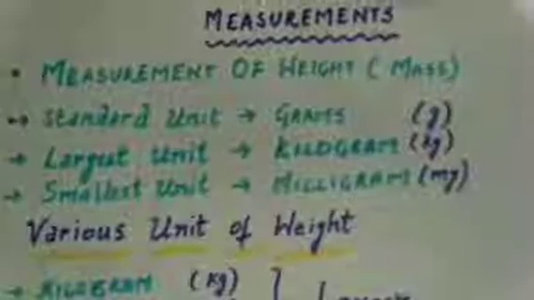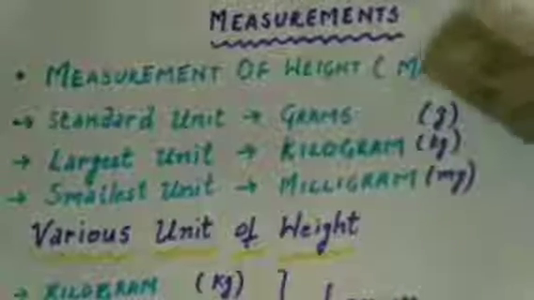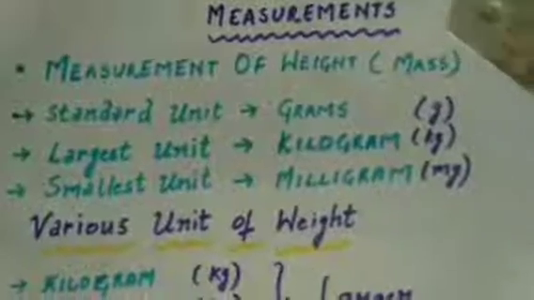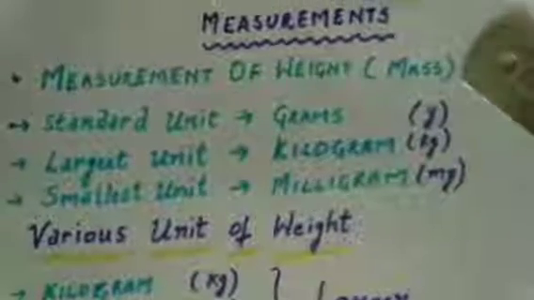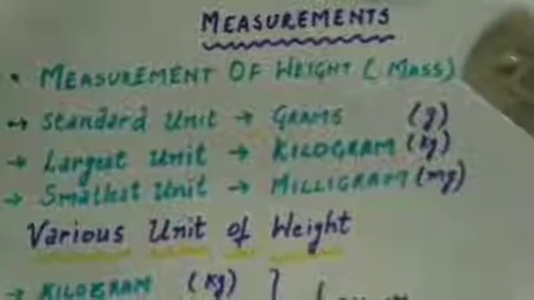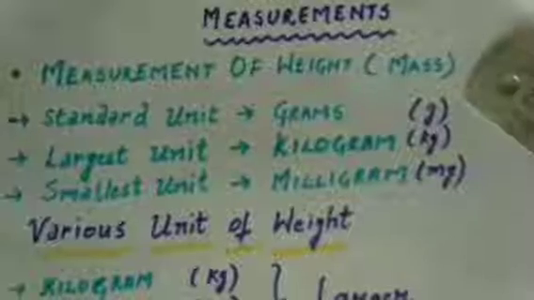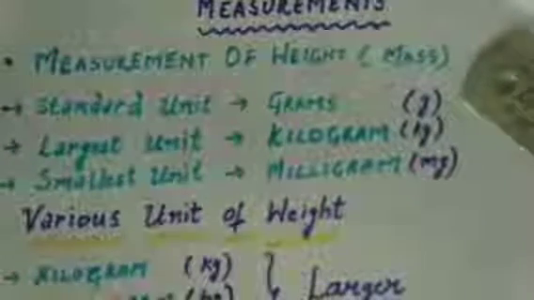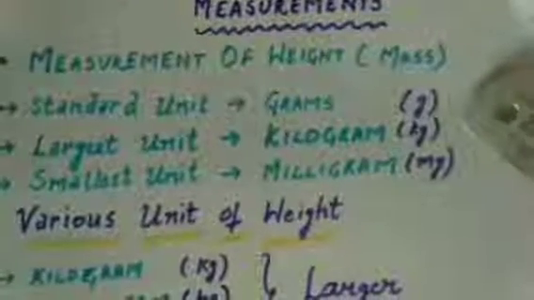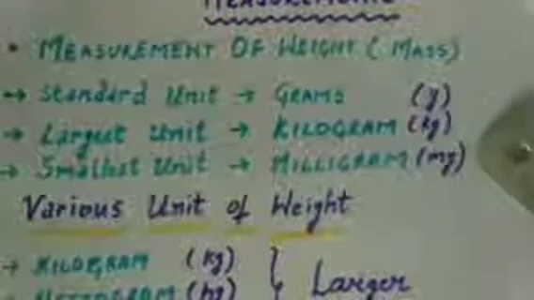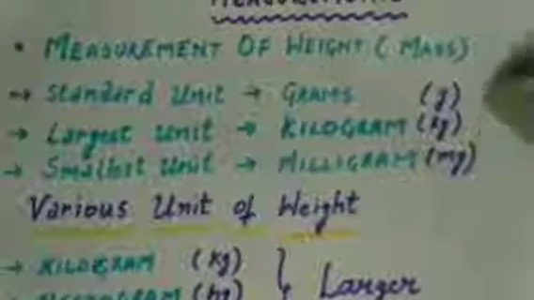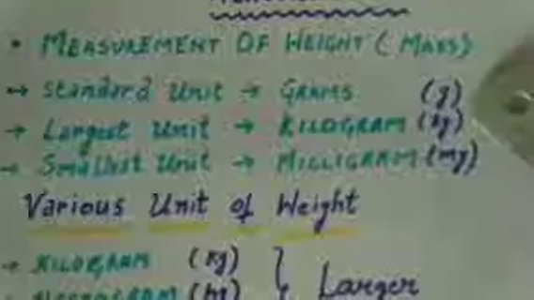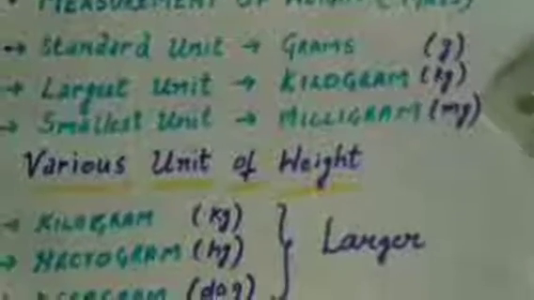Hi dear students, today we are going to do the next topic of chapter measurements, which is measurement of weight, which is also called mass. The standard unit of measurement of mass is grams. The largest unit is kilogram, while the smallest unit is milligram. Grams is denoted by g, kilogram by kg, and milligram by mg.